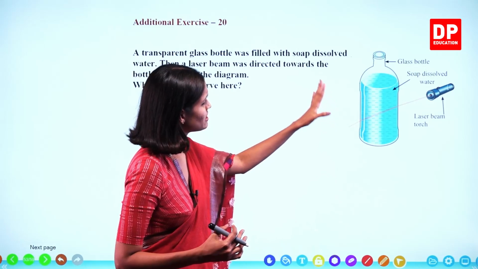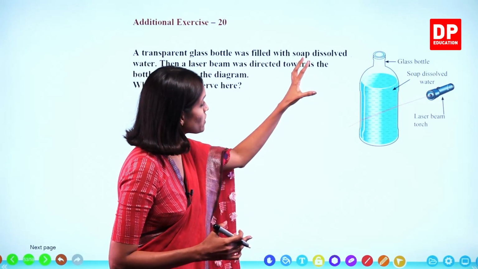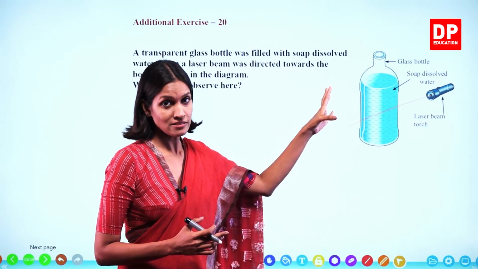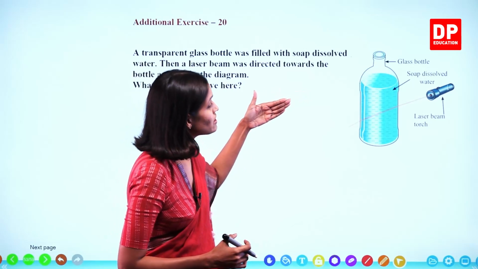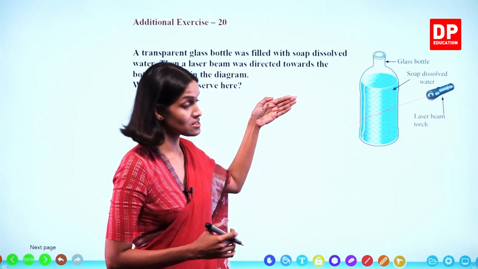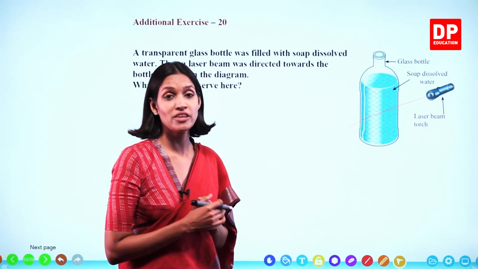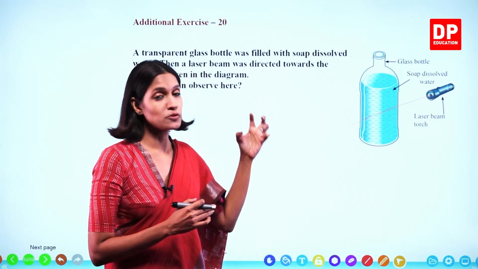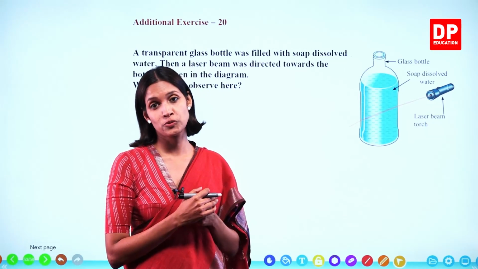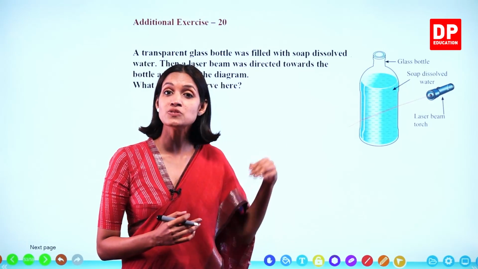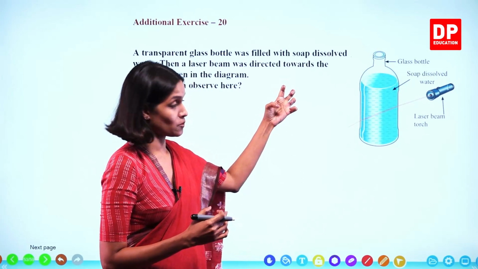Do you remember we did the same activity in the lab, right? First we use normal water, right? Clear water we use, clean water we use. When we directed the laser beam torch towards this normal water, we couldn't see the path of the laser beam. That is because the normal water is a transparent material. So we cannot see the path of light through it. So then what we did was we made the medium a little translucent by dissolving soap, right?